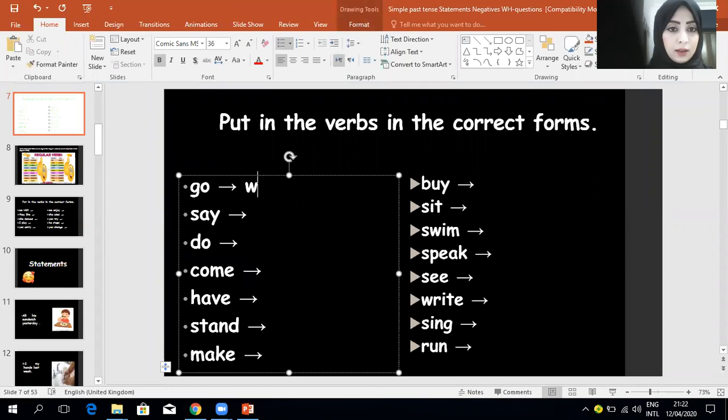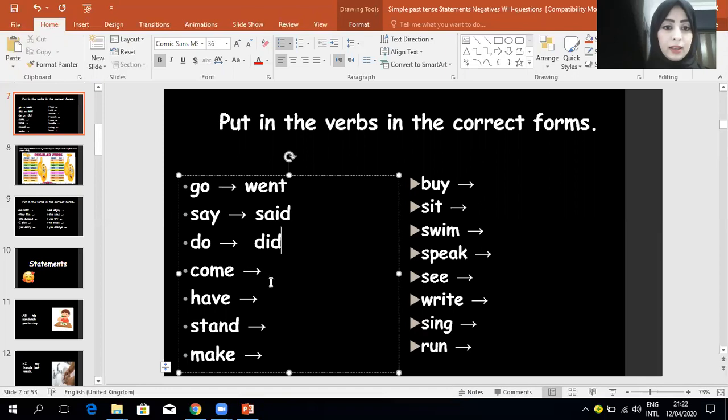Go, which becomes went. Say, said. Do, did. Come, came. Practice with me, please. Have, had. Put in the verbs in the correct forms.